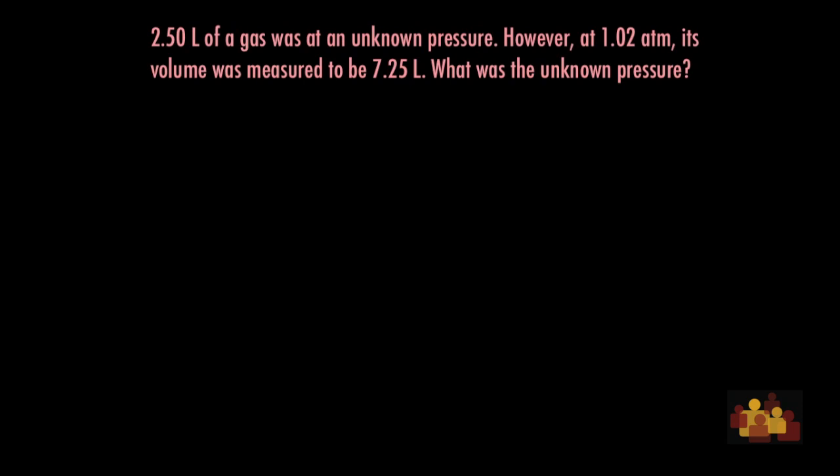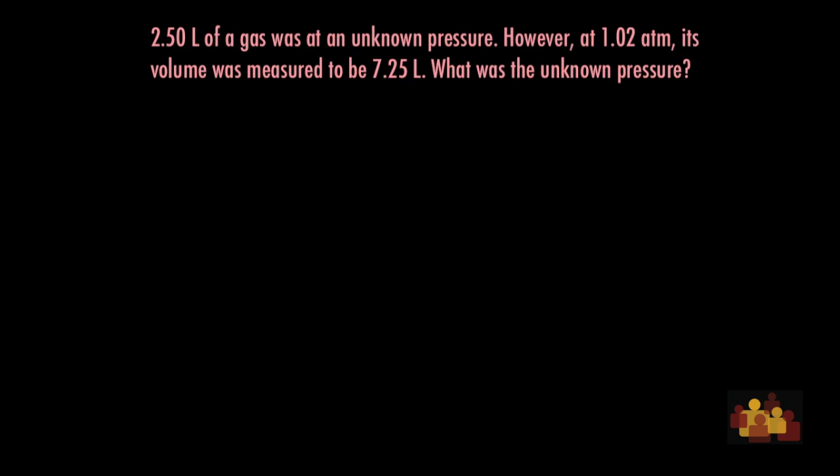2.5 liters of a gas was at an unknown pressure. However, at 1.02 atmospheres, its volume was measured to be 7.25 liters. What was the unknown pressure? So I encourage you to try this problem on your own before I do it out. Alright, so I'm assuming you have done it. You probably realize that this problem was similar to the last one. This time, however, we're being asked to find the initial pressure.